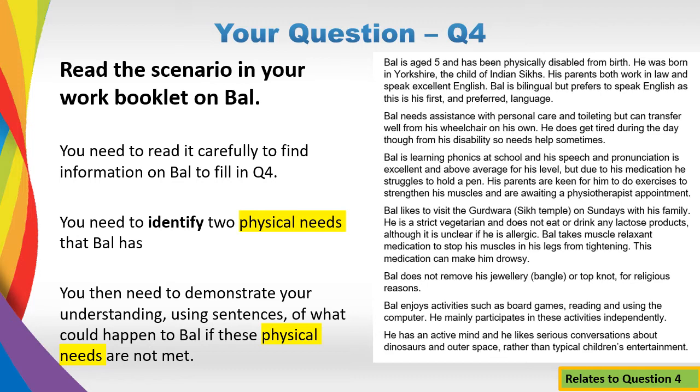Bal is learning phonics at school and his speech and pronunciation is excellent and above average for his level, but due to his medication he struggles to hold a pen. His parents are keen for him to do exercises to strengthen his muscles and are awaiting a physiotherapist appointment. Bal likes to visit the Gurdwara Sikh temple on Sundays with his family. He is a strict vegetarian and does not eat or drink any lactose products, although it is unclear if he is allergic. Bal takes muscle relaxant medication to stop his muscles in his legs from tightening. This medication can make him drowsy.